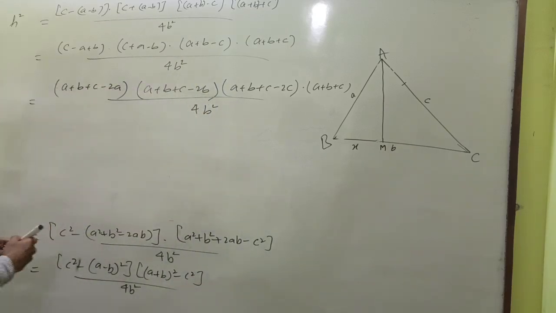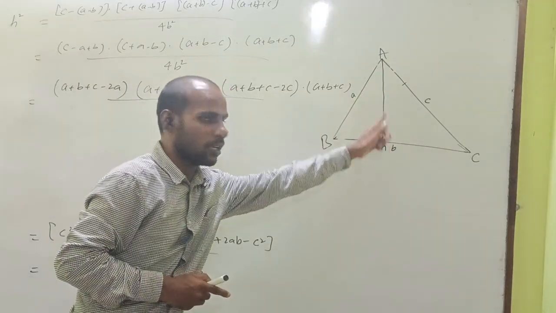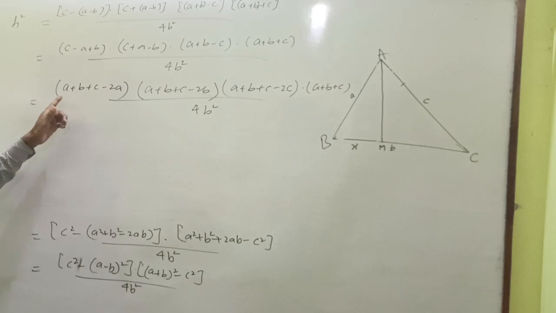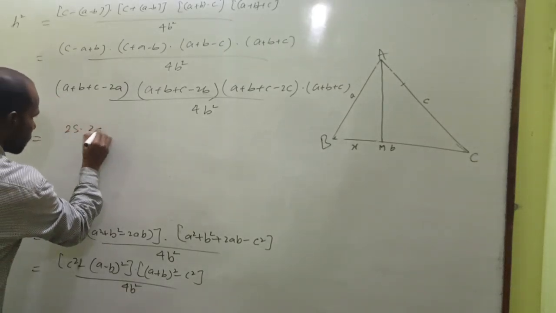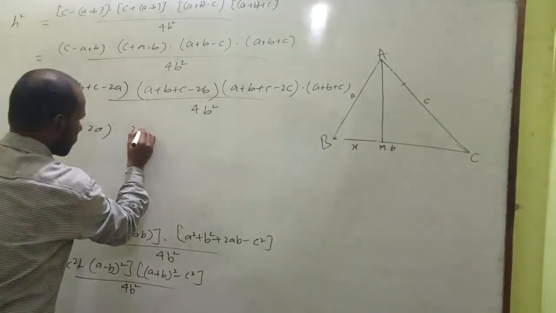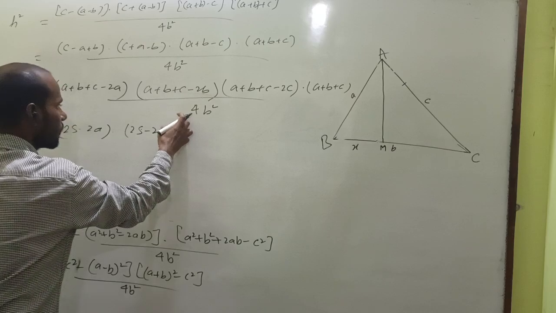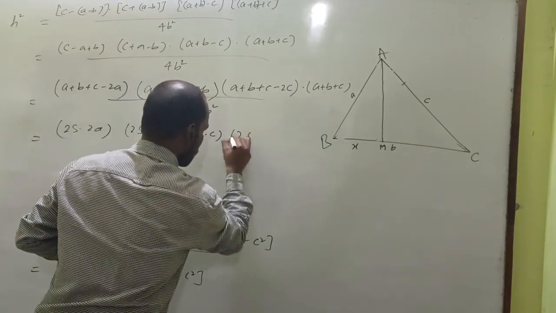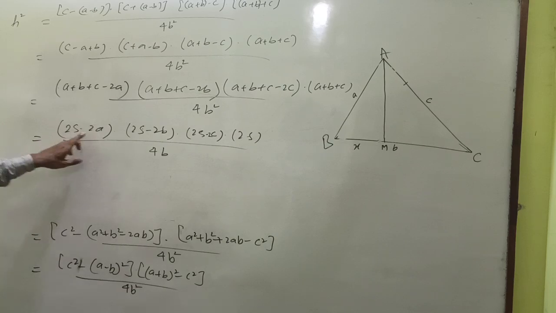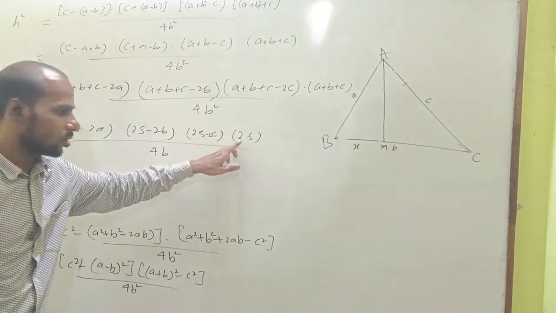Now we all know that a plus b plus c in a triangle, for the lengths of sides ab, bc and ca, is the perimeter. So perimeter is 2s. This will become 2s minus 2a, and this one will become 2s minus 2b, and this one is 2s minus 2c, and this will become 2s.